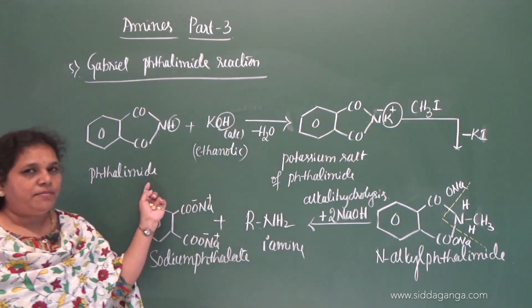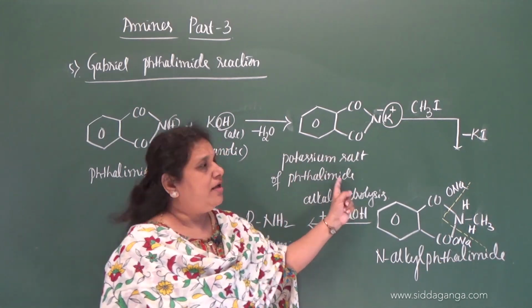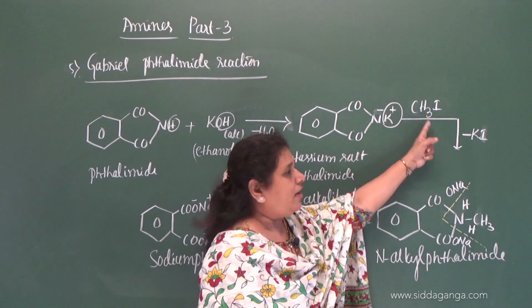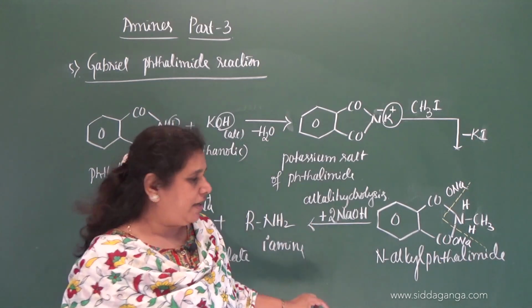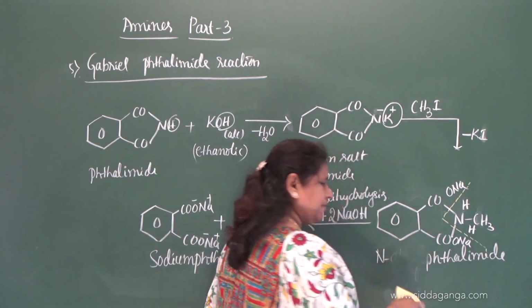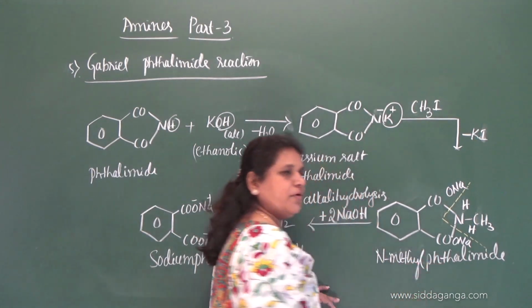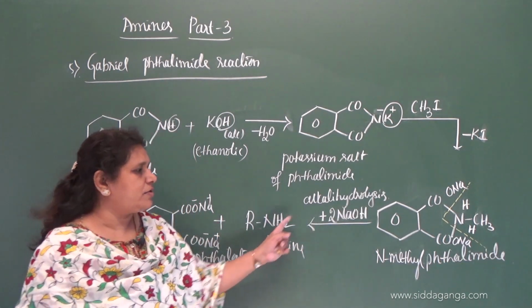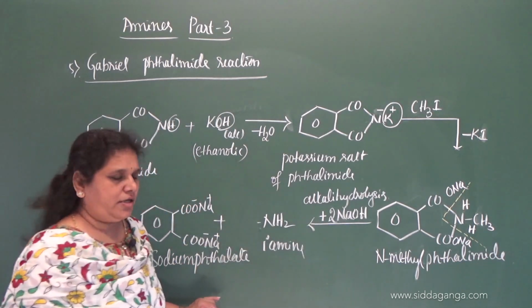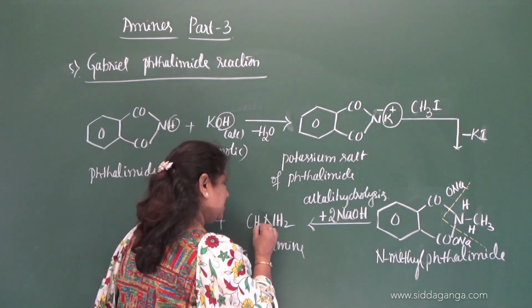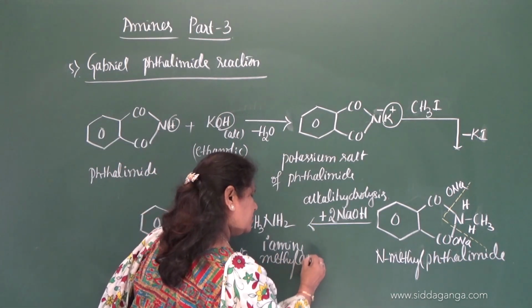First you take phthalimide and treat it with alcoholic KOH to get the potassium salt of phthalimide, then react it with methyl iodide. With the elimination of potassium iodide, you get N-methyl phthalimide, that is the product. When N-methyl phthalimide undergoes alkali hydrolysis in the presence of sodium hydroxide, you get methylamine, CH3NH2. So this is the product.